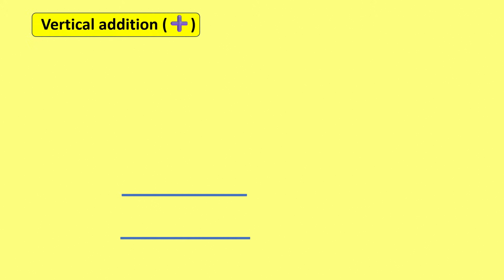Vertical means a standing line. So standing line addition is known as vertical addition. Okay, look here: vertical addition is adding by drawing dots. How do we add them? We add them by drawing and making dots.